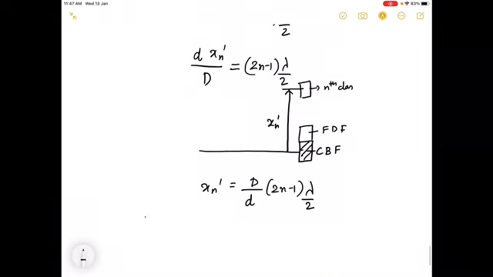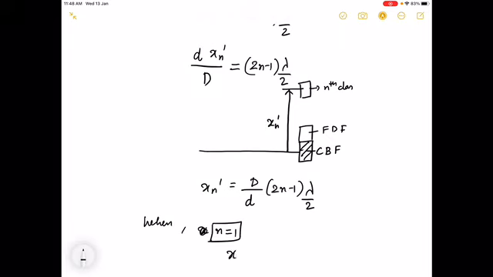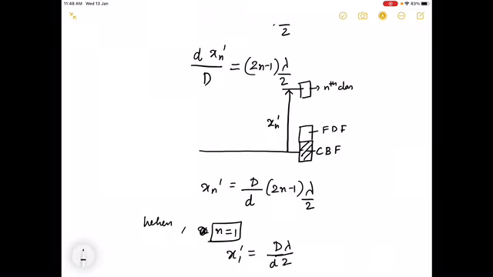So when your n is actually 1, right? When n is 1, x1 dash is actually equal to D by d times lambda by 2, right? Or I should say D lambda by 2d, right?